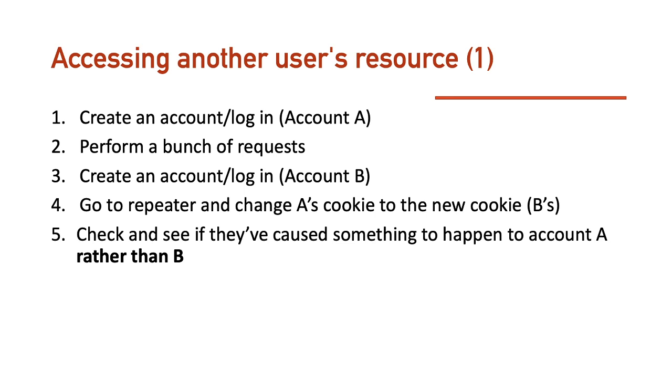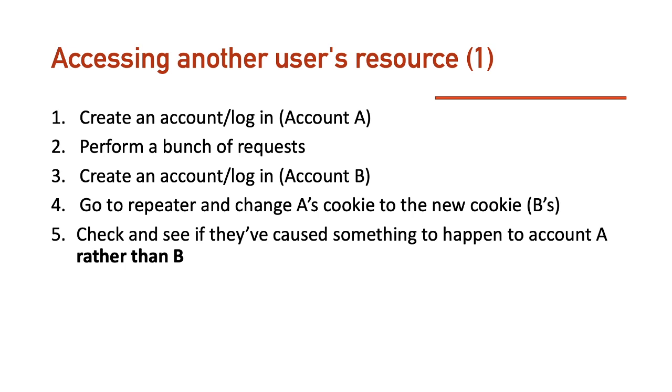accessing another user's resource. This is where people get confused and where I think I've actually added to the misinformation. So, the first thing we need to do is create an account and log in. That's our account A. That's our first account. On account A, we want to perform a bunch of requests. Okay? We want to keep that session for account A open. So we want to create a new account, account B, and I'll talk about keeping sessions open in a bit. Then we want to go to Repeater, change A's cookie to B's cookie.